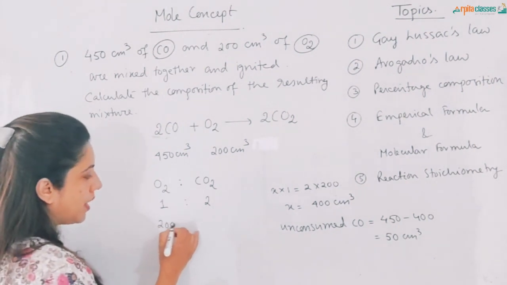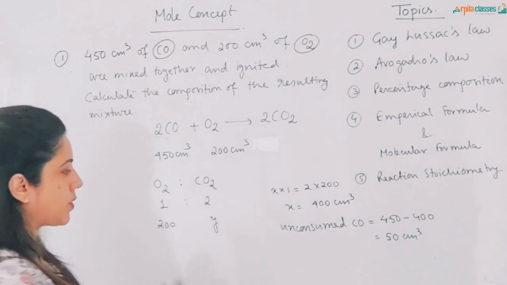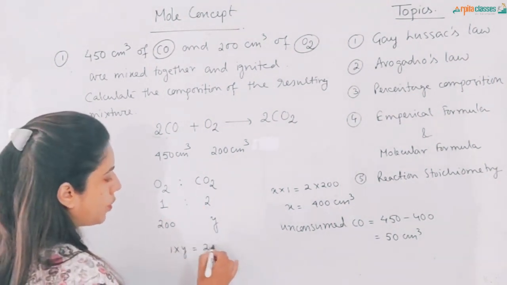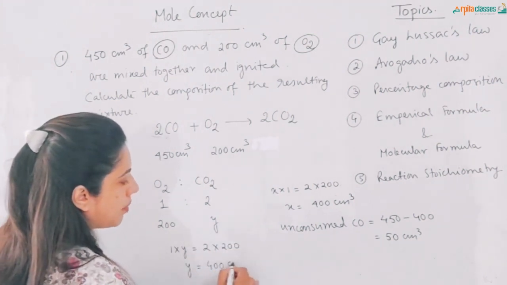So if this is 200 centimeter cube, how much will be the production of carbon dioxide? Again cross multiply. So you can see 1 into y is equal to 2 into 200. That means y is equal to 400 centimeter cube.